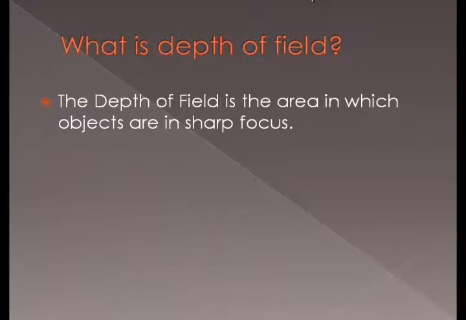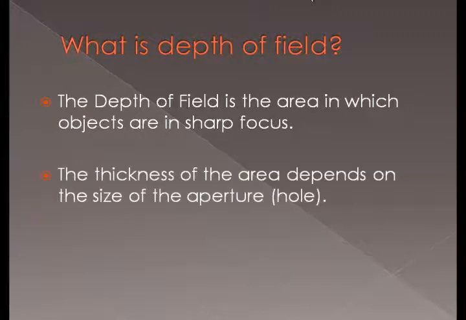So the area can be a small area where objects are in focus, or the area can be a larger area, as in everything within the camera's view is in sharp focus. So depth of field is the area in which objects are in sharp focus. That area can be smaller or larger. The thickness of the area depends on the size of the aperture hole.